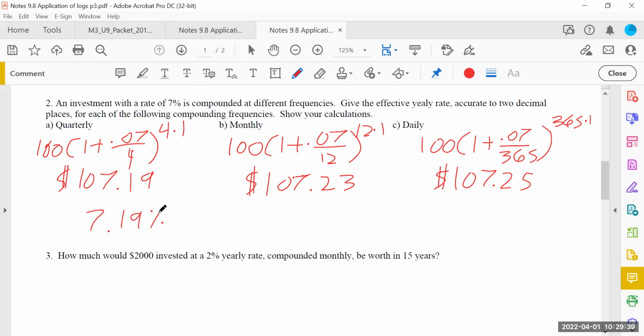So 7.19%, which means how much interest did I earn for the monthly one? 7.23%. And then for the daily, 7.25%. Now, if I extended this, what if I didn't stop at daily? I went to hourly, compounded every second of the day, compounded continuously, milliseconds, nanoseconds. If you just keep going, that's what calculus is all about.